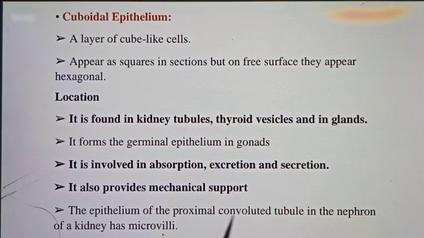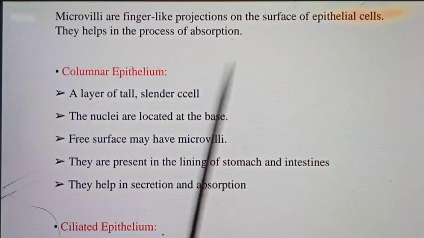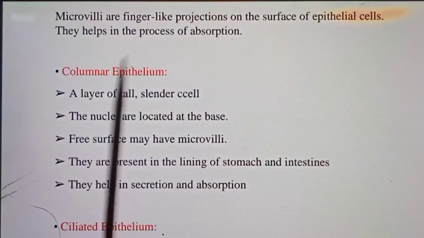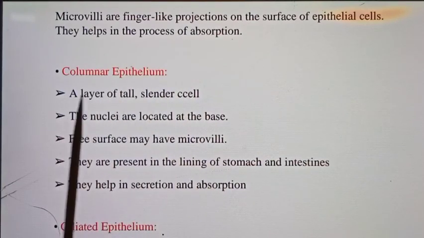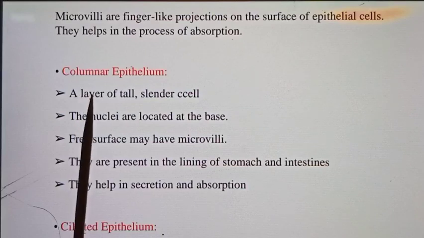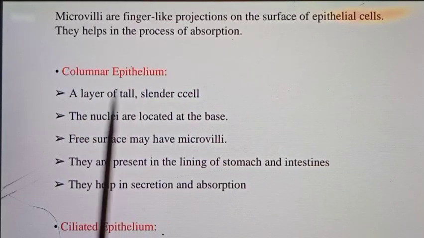So that is present in the PCT of the nephron, as they help in the process of absorption. Microvilli are finger-like projections, and they help in the absorption process. So the next one is the columnar epithelium.